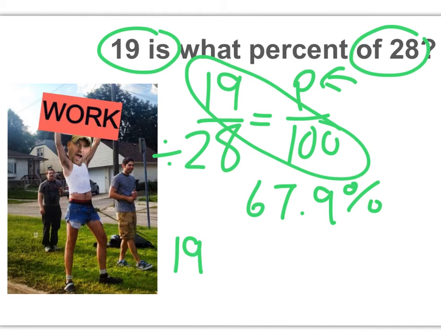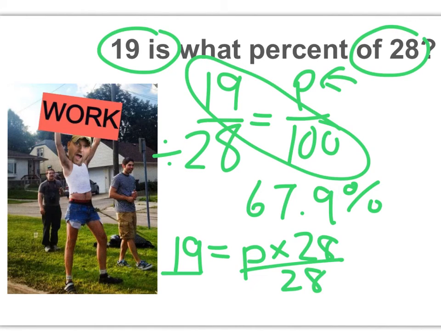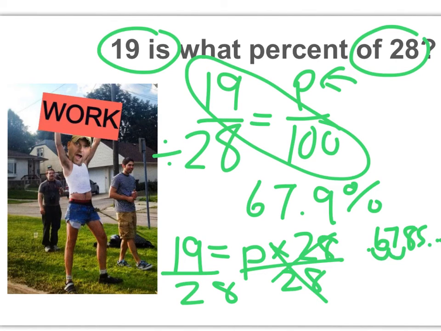Of course, if I dropped it down into an algebraic equation, it would look like this. 19 is, means equals, what percent of 28? We'd solve that by, of course, dividing by 28. That cancels out. And when I take 19 divided by 28, I get that 0.6785 ugly decimal. And so when I round it, I have to go back here and move the decimal two places. That changes it to 67.85, which then would round to 67.9%.